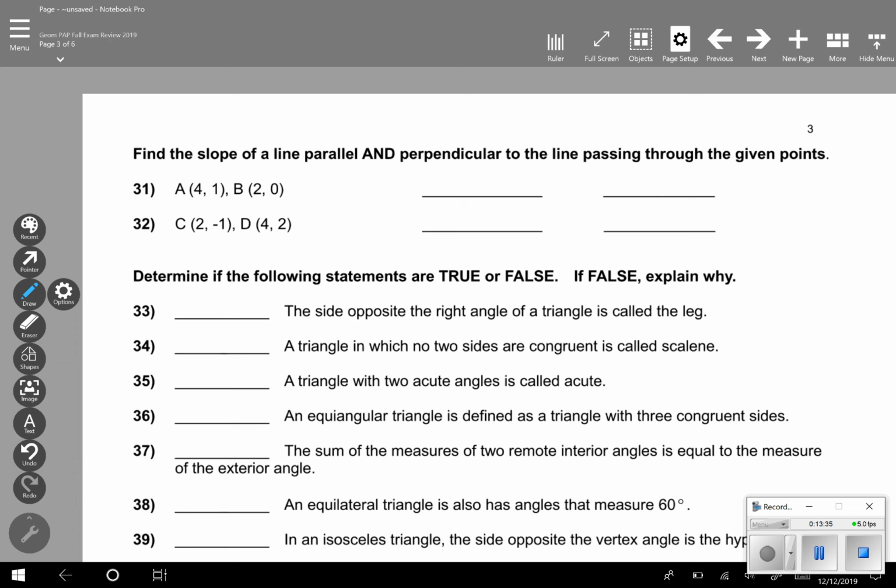Okay, so now we're on the second page here, and I'm just going to do half the review for this video, so it doesn't get too long. It says find the slope of the line parallel and perpendicular to the line passing through the given points. So remember, parallel lines have the same slope, and perpendicular have the opposite reciprocal. So this first one is going to be parallel, and over here this is going to be perpendicular.